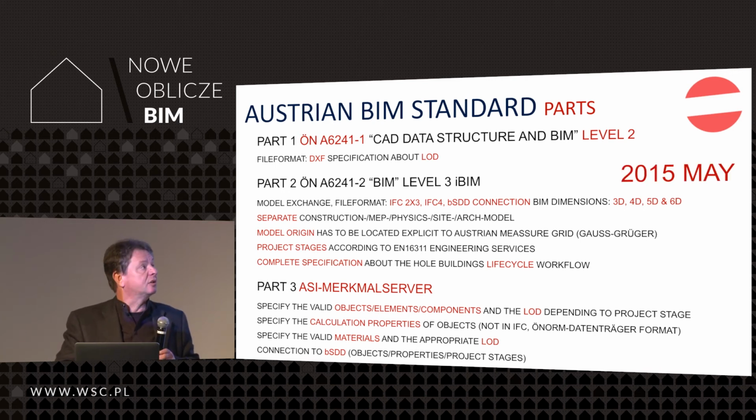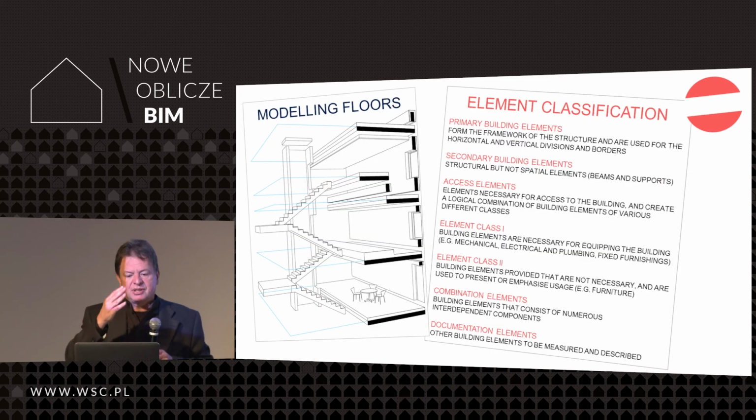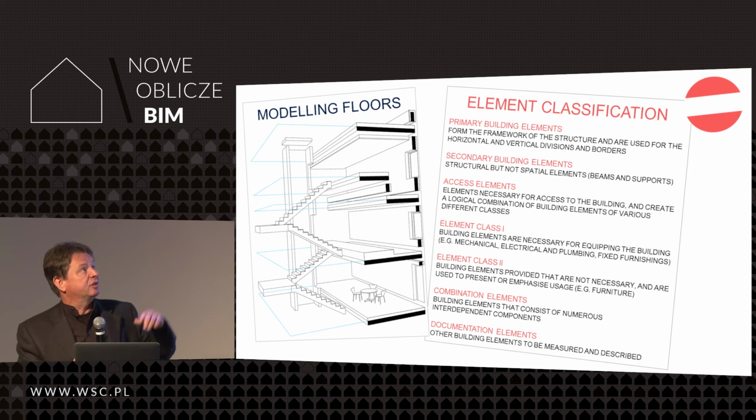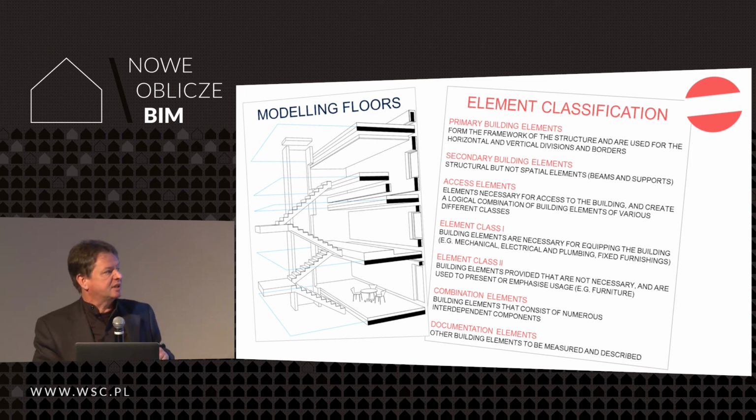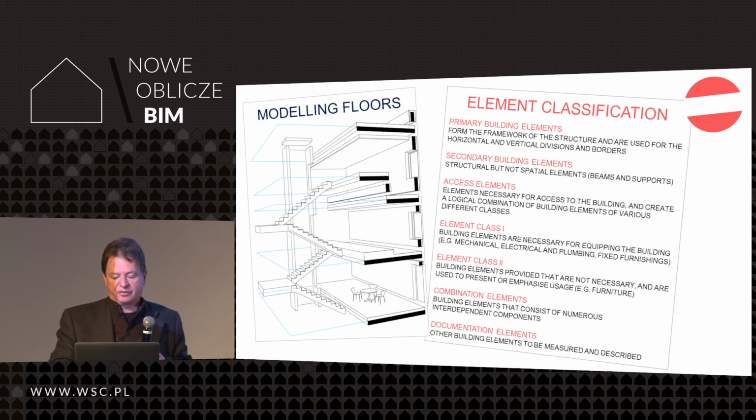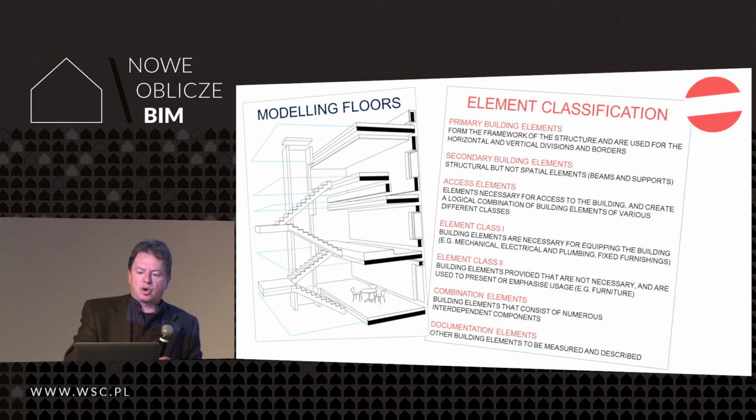The first step was done in May 2015. And here you see again the different element classification according to the Austrian standards, that they classify according to different scales, the different parts of the building. Now, one more topic is here. What is the EU doing?